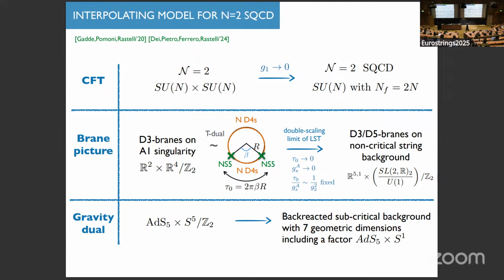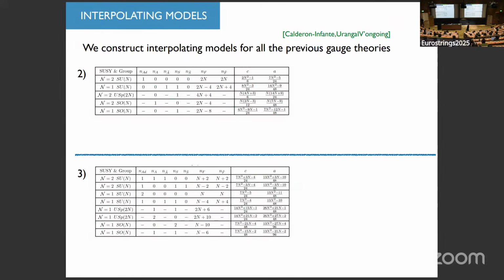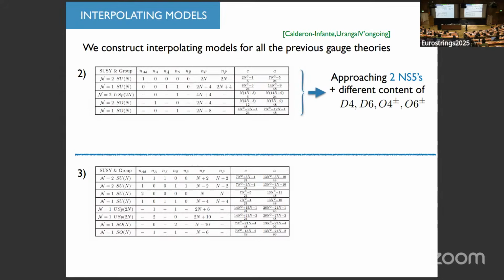Okay, so we only have 7 geometric dimensions. So this is the last slide. The point is that we construct interpolating models for all the other theories. And indeed, we saw that all these ones that have the same value of alpha, they all come from approaching two NS5 branes with different content of the open string sector.